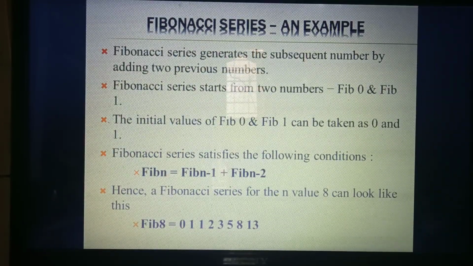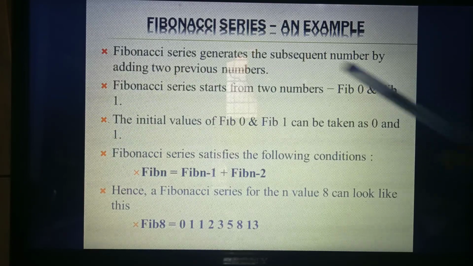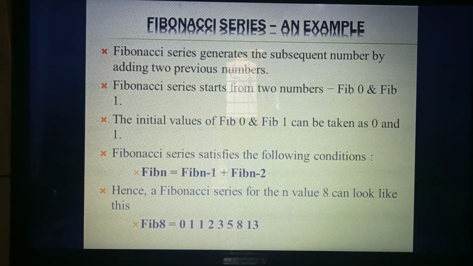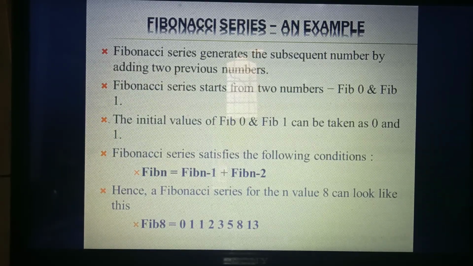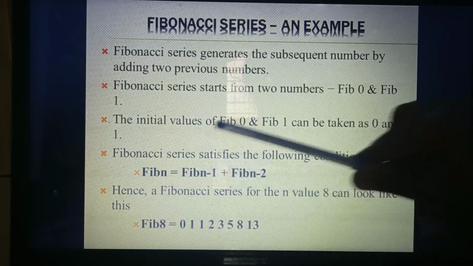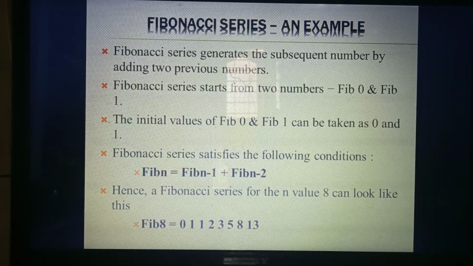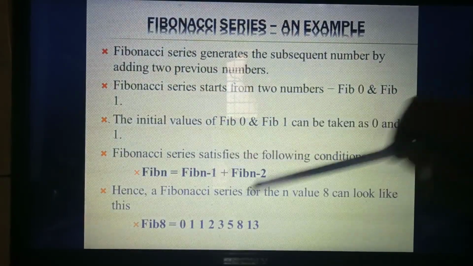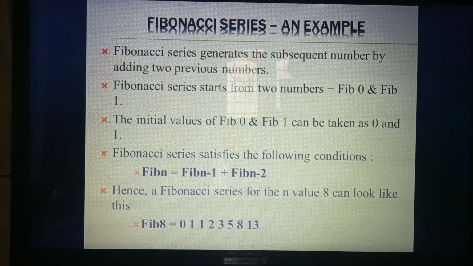So what's the initial value of fib of 0? Fib of 0 means 0, and fib of 1 means 1. Understand? So now what's the condition? It should satisfy the previous numbers, that means I add the two previous numbers. For example, if I am getting the nth result, I need to add how many numbers? Two previous numbers: n minus 1 and n minus 2. So to get the result of a particular number, I need to add the two previous numbers.